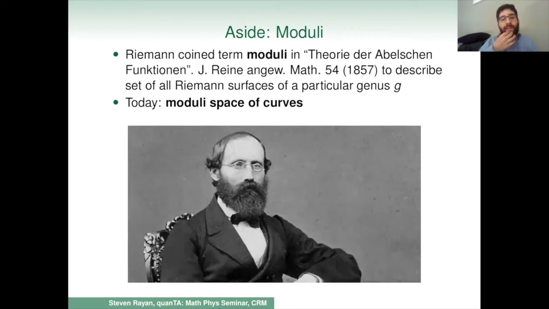And just as an aside, Will and I were sort of speaking about moduli spaces before this talk. Riemann coined the term moduli back in 1857 to describe the set of all Riemann surfaces of a particular genus g, which today is on a firmer footing as the moduli space of curves. And in high energy physics, people often refer to the moduli of vacua. That's a moduli space in a particular sense. But moduli space is really just any sort of space that is keeping track of objects up to isomorphism.